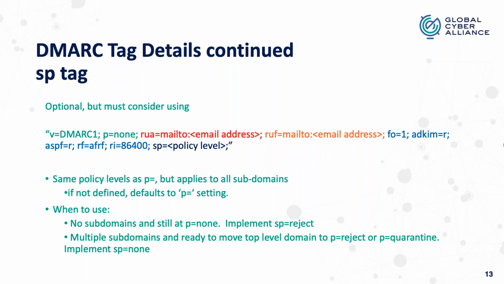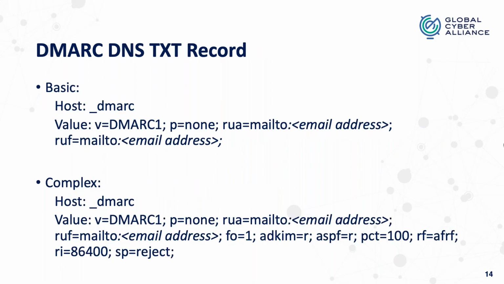All right, so that's why you really need to consider it. It's an optional tag, but really take it into consideration. This is why we say during this implementation process, if you can get a list of your domains that are public facing, then that can help you determine what you need to do, where you need to create the policies and such. So those are all the different tags that are available to you with the DMARC policy.